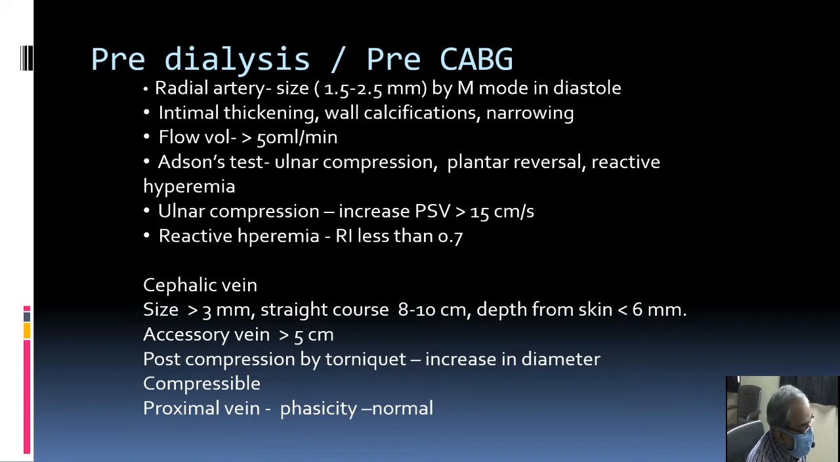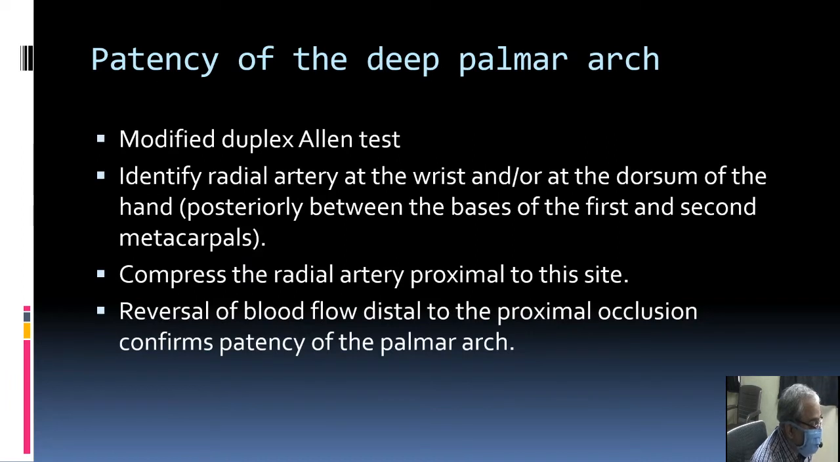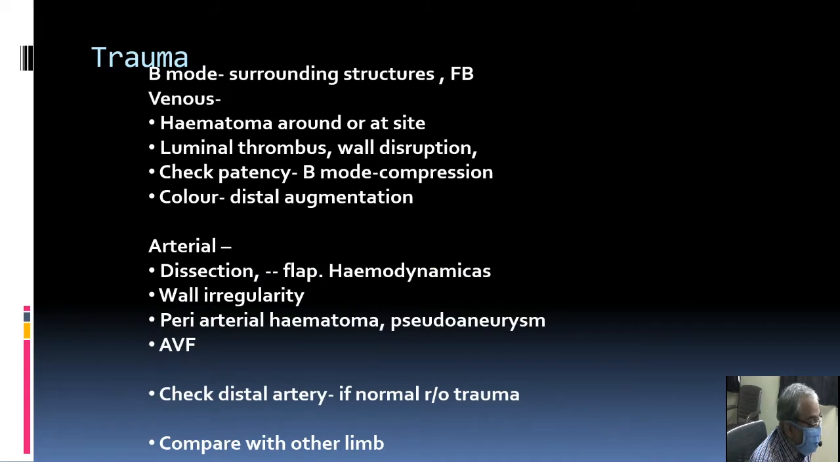In addition, the other side of the fistula, that is the cephalic vein, is assessed. The cephalic vein should have certain characteristics for better chances of maturation of the AV fistula. You have to measure the depth and the diameter, the course should be straight, there should not be an accessory vein nearby, and it should be compressible, etc. The patency of the palmar arch I told you is the modified duplex Allen's test. Post-dialysis evaluation, I think we have got the patient, we'll just see, we'll discuss.